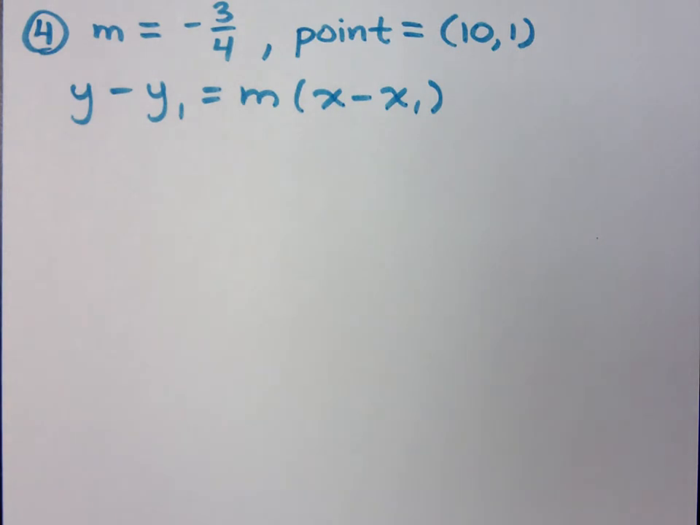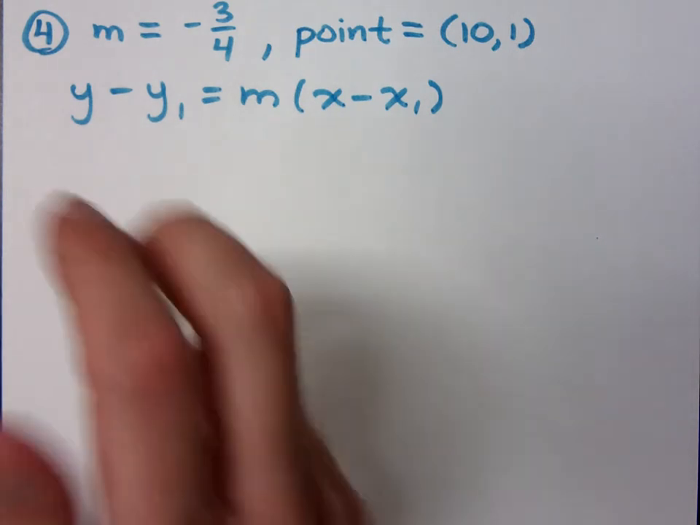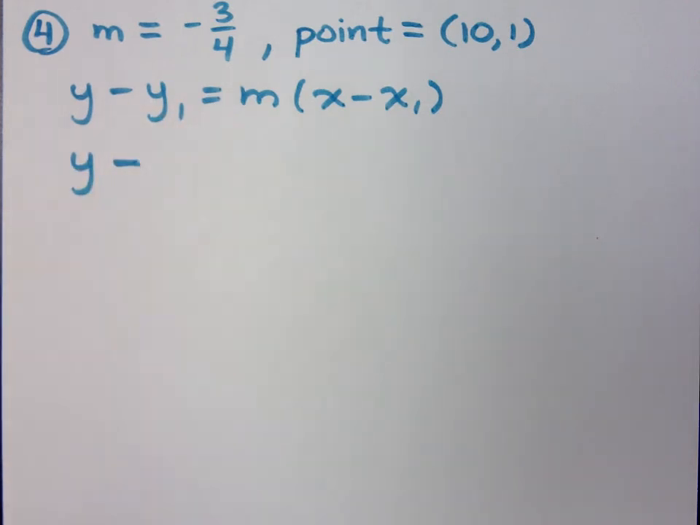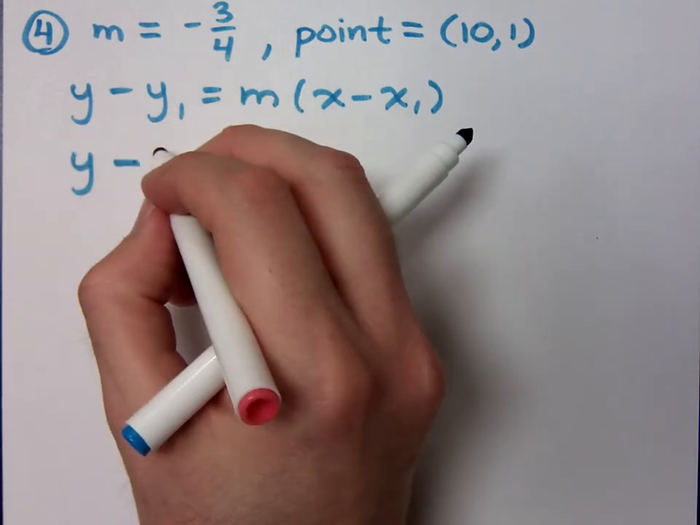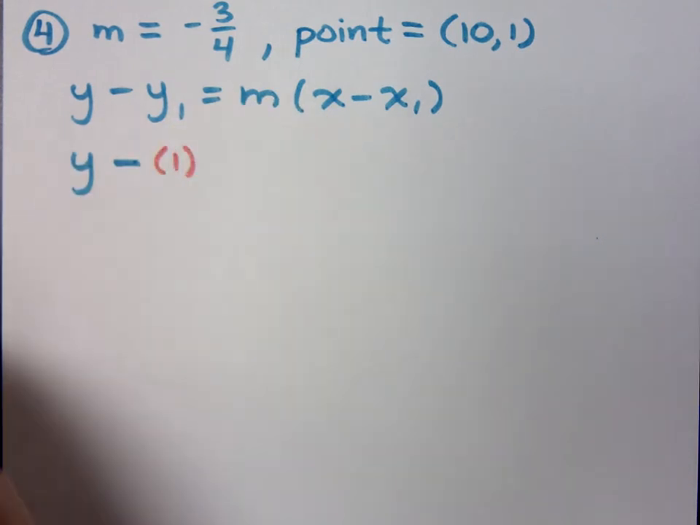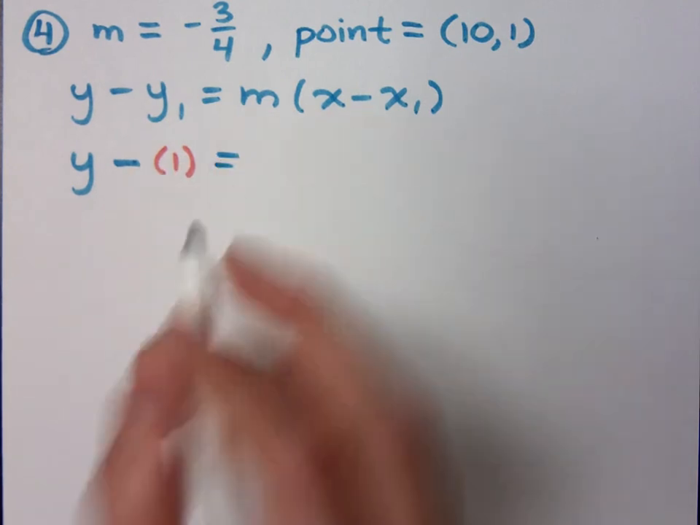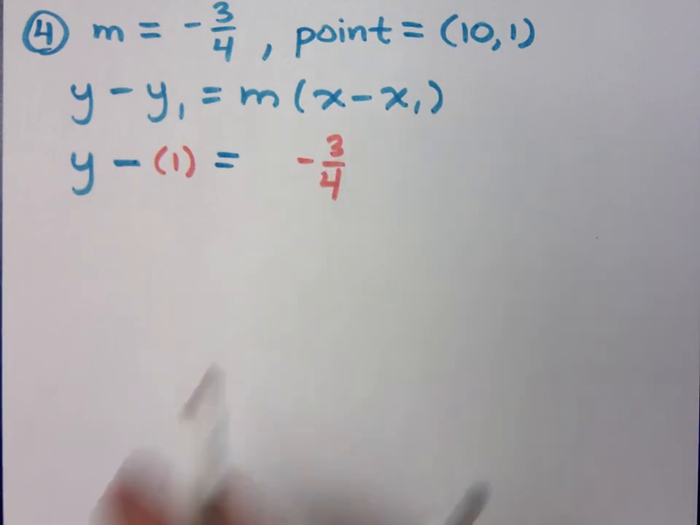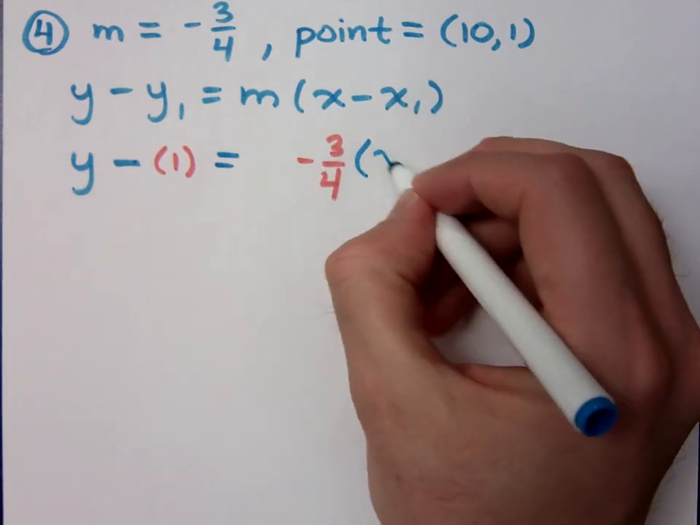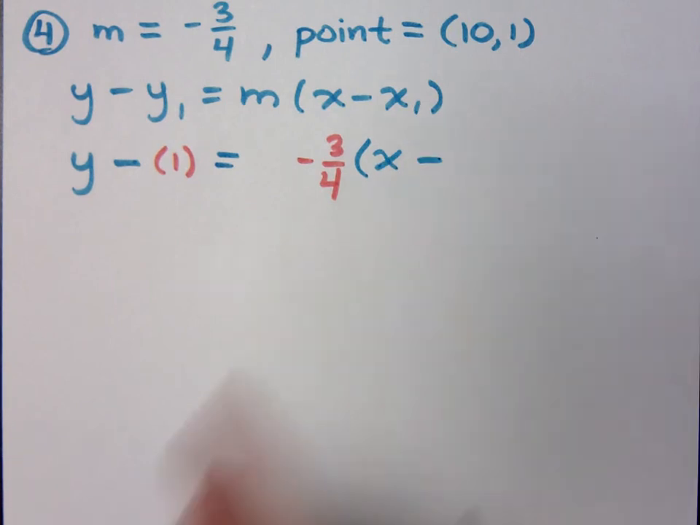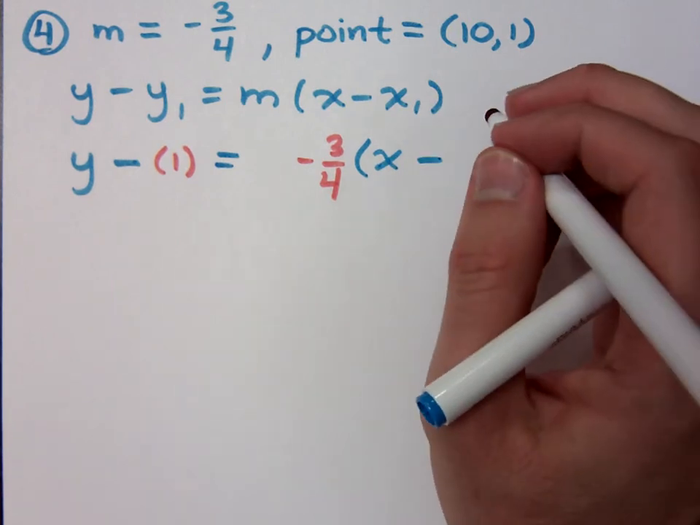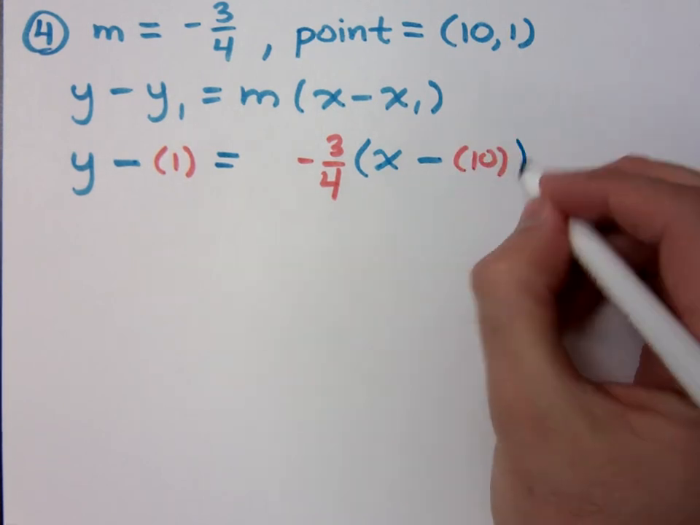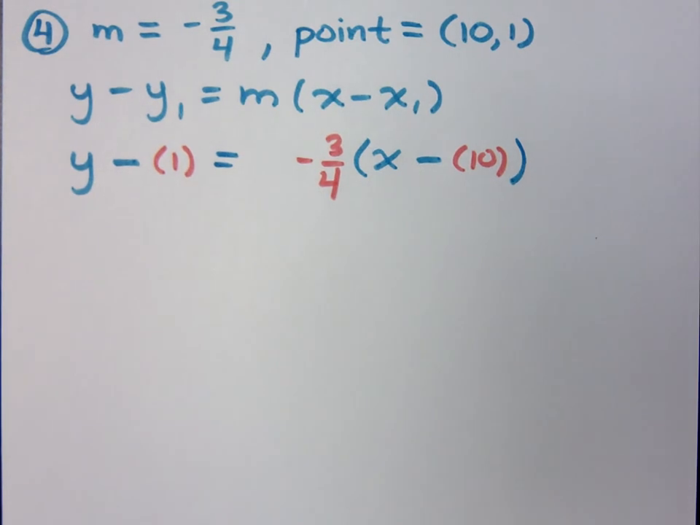Now, if I'm using the point-slope formula, you have to make sure you plug in correctly. So I've got y minus, what's y1? 1 equals, what's my slope? -3/4. And then x minus, what's x1? What's my x coordinate for the point I'm looking at? 10. So 10. Now you see I'm going to have issues here because I have a fraction, right?